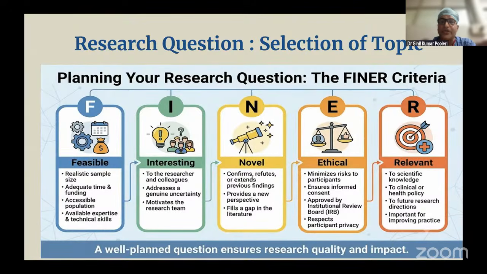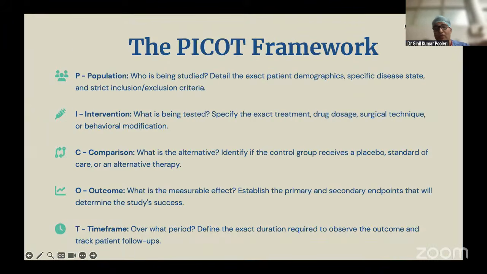And one question you can create with all these factors, it should be feasible, because if it is not possible in your institute or in your population, don't take that question. It should be interesting, otherwise it may not get published. It should be novel. It should have some credibility. It should be ethical and should be relevant to this time and to this place. These are the factors you have to consider when you are planning a research question, which is very important in a randomized trial. Otherwise, all your effort will be wasted.